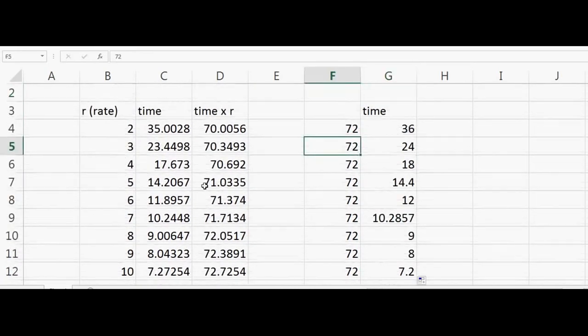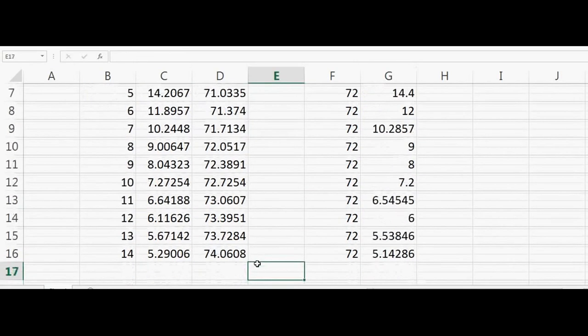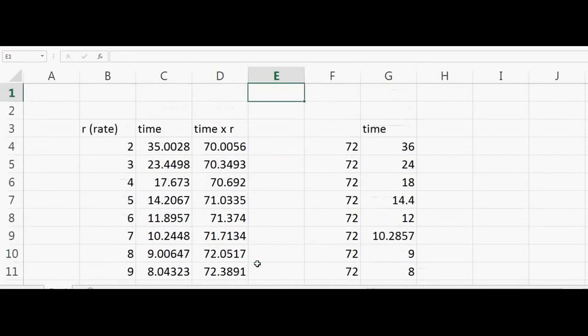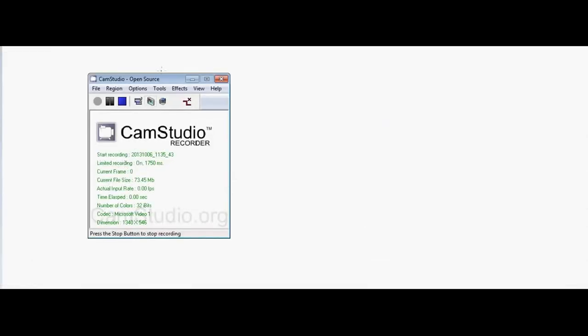Suppose here it is 11.89, but here I get 12. Here it is 10.244, I get 10.28. So this is a good approximation. Instead of doing this complicated calculation, we can just get an approximation using this trick. I hope this video makes sense to you and it's useful, and we'll come up with more tricks in upcoming videos. Thank you.